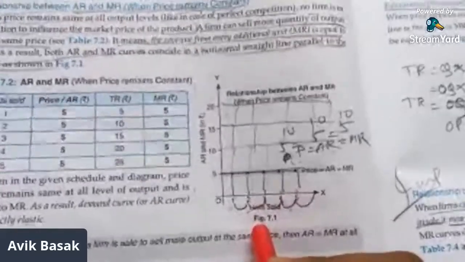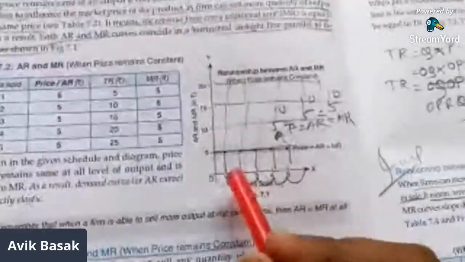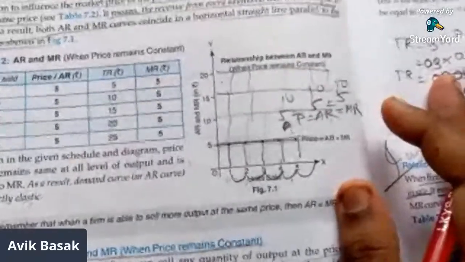For each and every output, I am measuring on the x axis. If I am selling 1 unit, 2 units, 3 units, 4 units, whatever unit of output I am selling, my price is a fixed line, a straight line parallel to the x-axis. It is not changing. Okay.